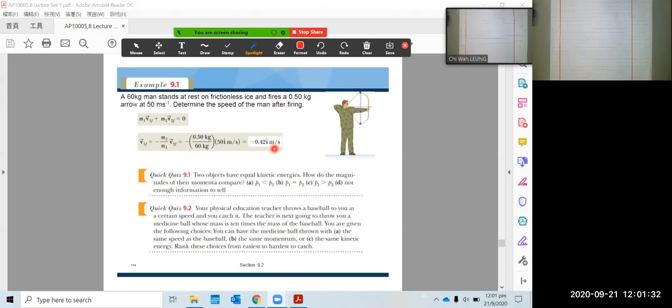And you could calculate what is the velocity v1. That is the velocity of the man after firing. So it is minus 0.42, meaning that he is moving backward. Just like when you have a gun and you shoot the gun, there would be a force that pushes you to the back when the bullet goes to the front. So that is some force hitting you back.